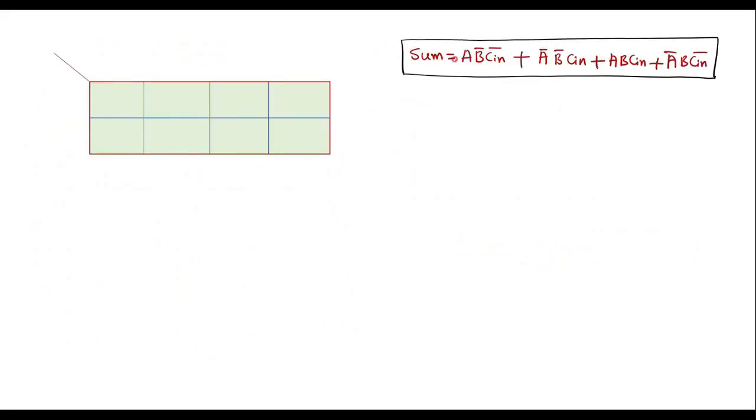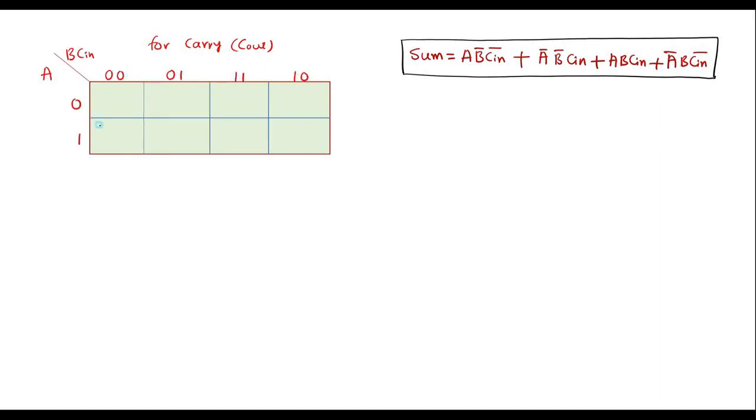The same thing I have written here. Now let me write the carry equation. So I can write for carry or Cout. Carry means Cout. Here the variables are A, B and C in. It is 00, 01, 10, 11.